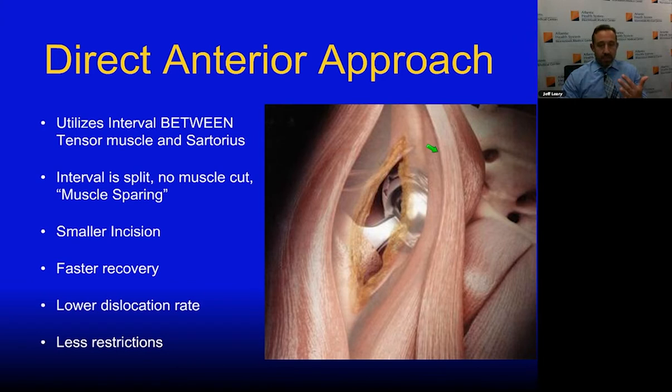So some of the advantages are fairly self-explanatory. Less soft tissue damage, faster recovery, less pain. You never violated the muscles in the back, so you don't worry about posterior dislocations nearly as much as with the other approaches. You have the chance for earlier recovery, less narcotic use. You have fewer restrictions on the patient because you're not trying to protect or repair.